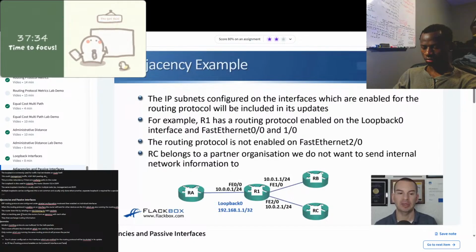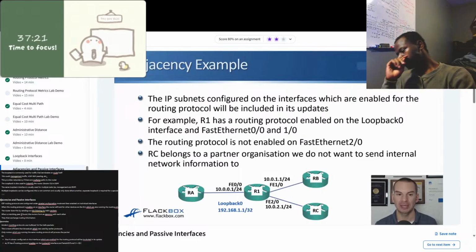The reason we've done that is that RC belongs to a partner organization and we need connectivity to them, but we don't want to be sending internal network information to them. That would be a security issue.